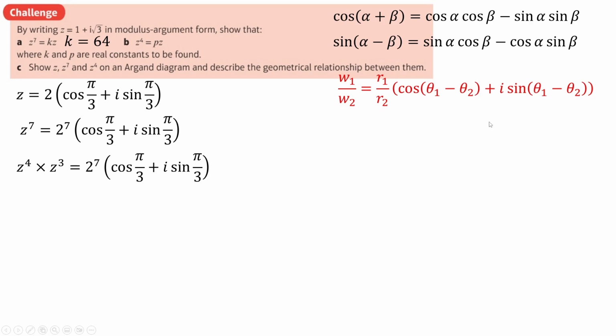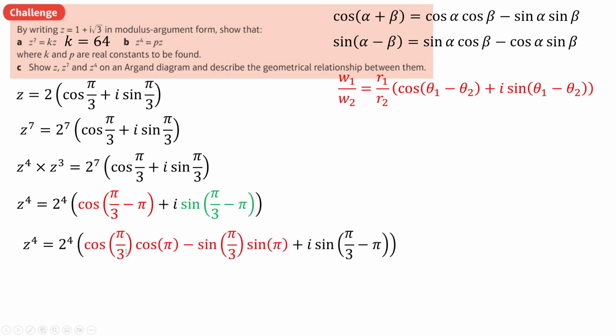I actually didn't even notice this, but you should also know this from the chapter. So when you're dividing, you're just dividing the moduluses and then you're subtracting the arguments. So the angles here are going to be pi over 3 subtract pi. Now I've color coded them just to make it a bit simpler. Now you do get the formula for something like this and something like this, so you just use them. I have color coded it like I said, and with this you can actually simplify it a bit more.